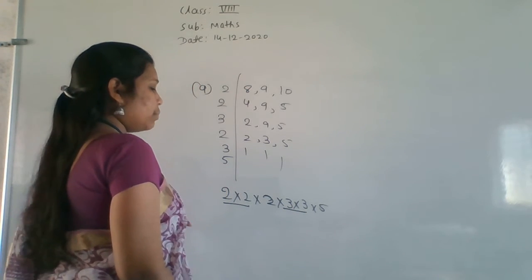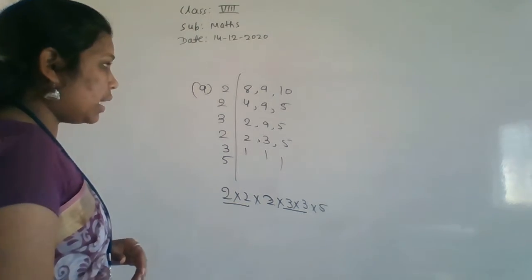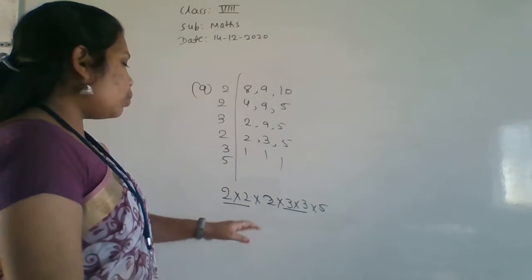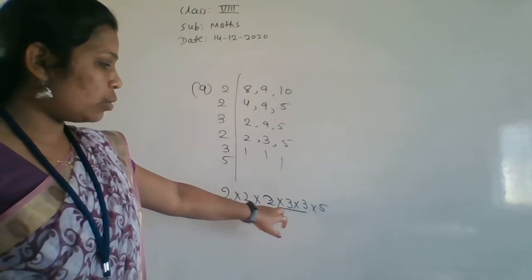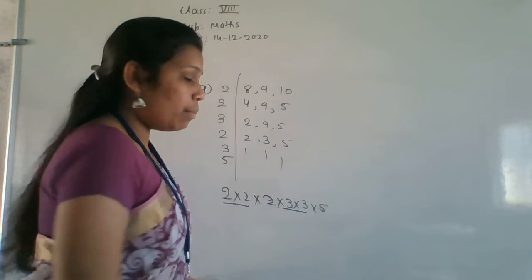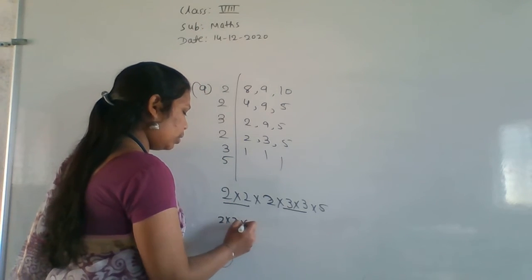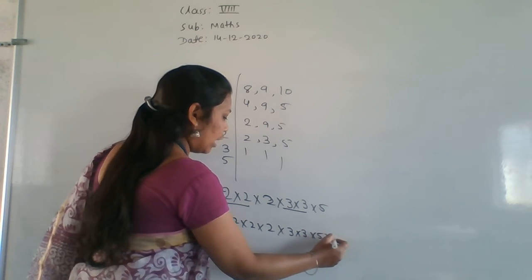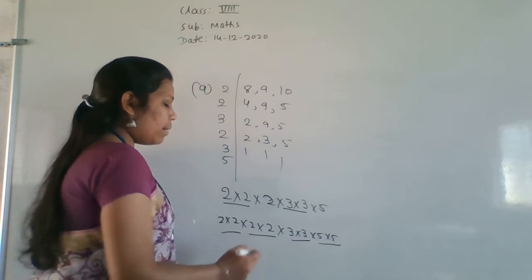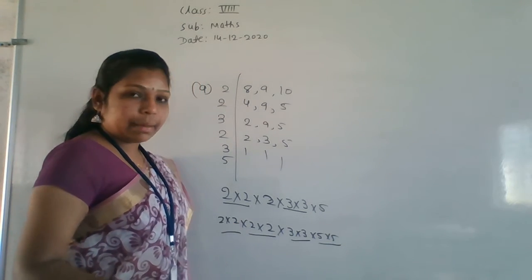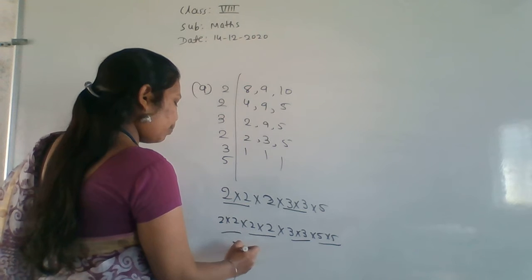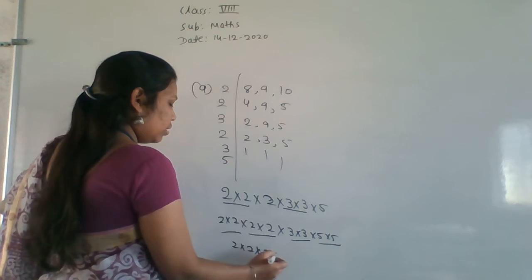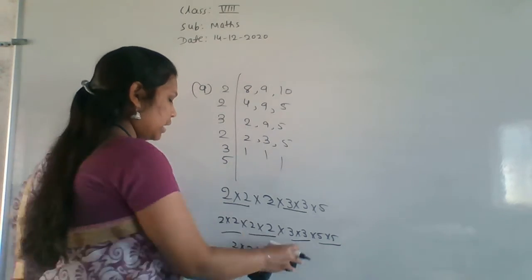Okay, so this is the LCM here, but we want paired values, right? Then only can we say it is a perfect square. Otherwise, it is not a perfect square. So which are unpaired here? 2 is unpaired and 5 is also unpaired. Multiply now: 2 into 2, 3 into 3 and 5 into 5. Make them a pair by multiplying by 2 and 5. Now take the values and multiply them all and write.